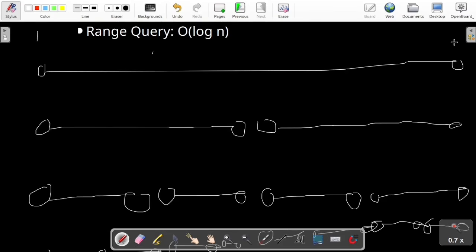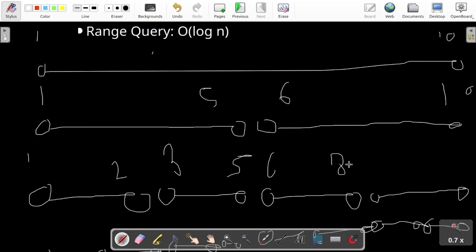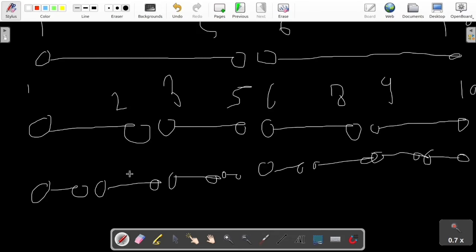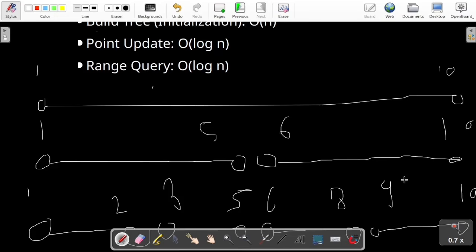This is my range, let's say 1 till 10. Let's consider 10. 1, 5, 6, 10. 1, 2, 3, 5, 6, 8, 9, 10, and I'm not numbering the bottom. Now see what I'm saying: any range you are processing in a segment tree will get broken at max 4 times. It won't get broken more than 4 times.